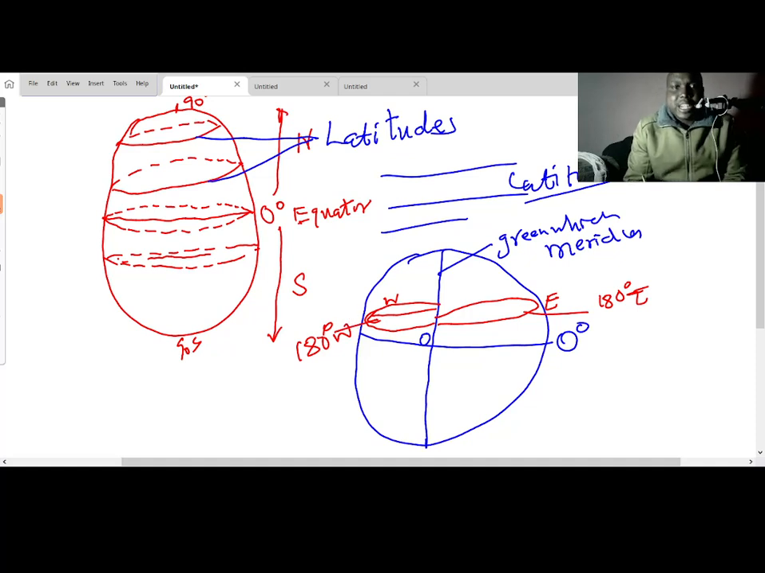So the Greenwich meridian tells us you are on the western side of the globe, or you are on the eastern side of the globe. Please note that.